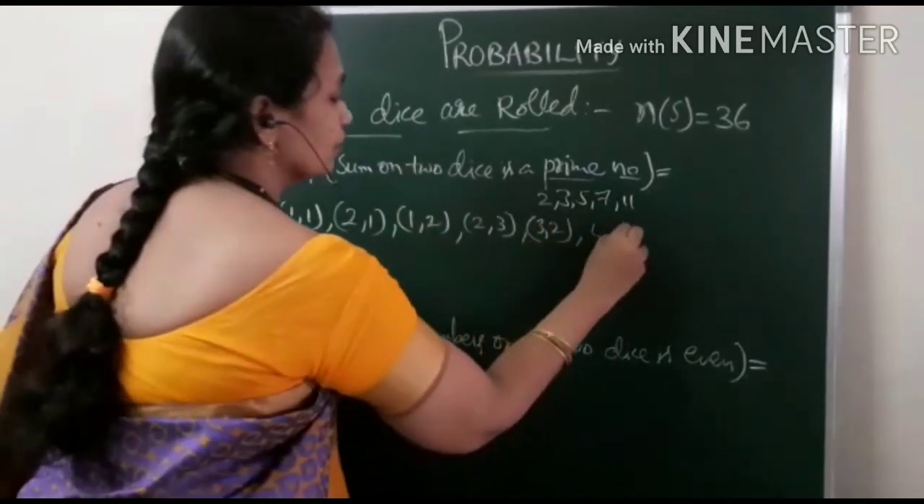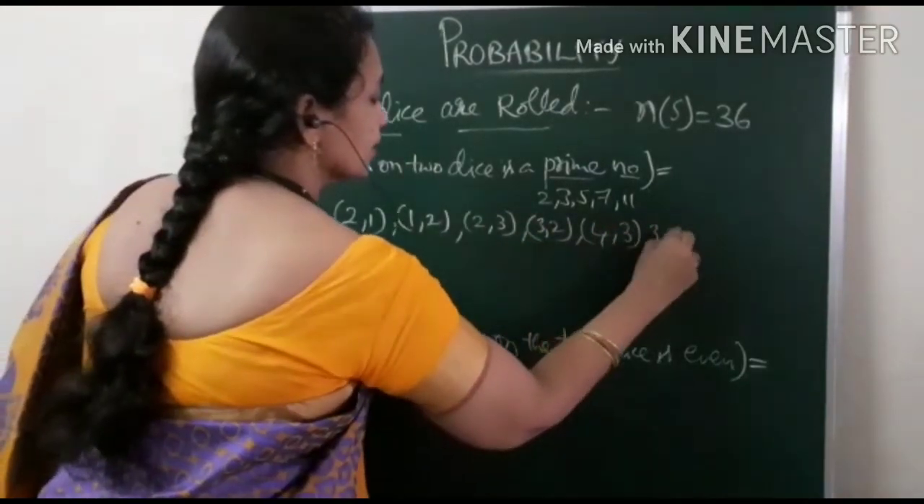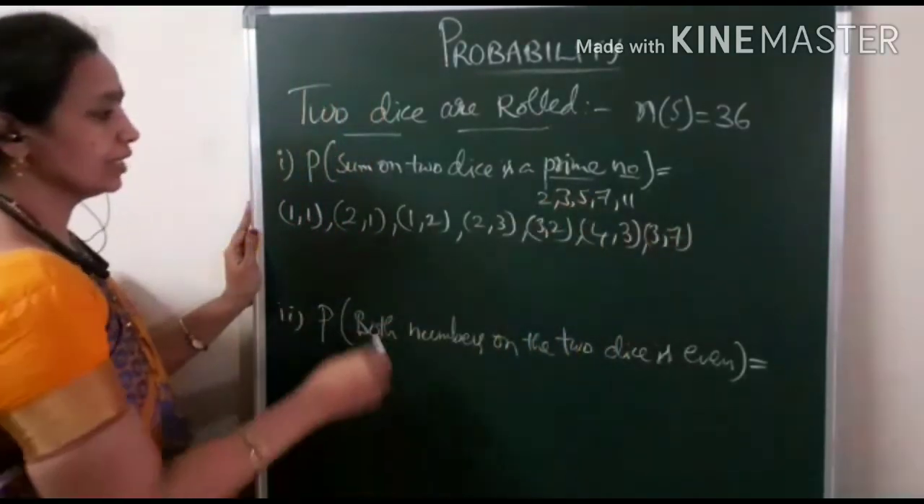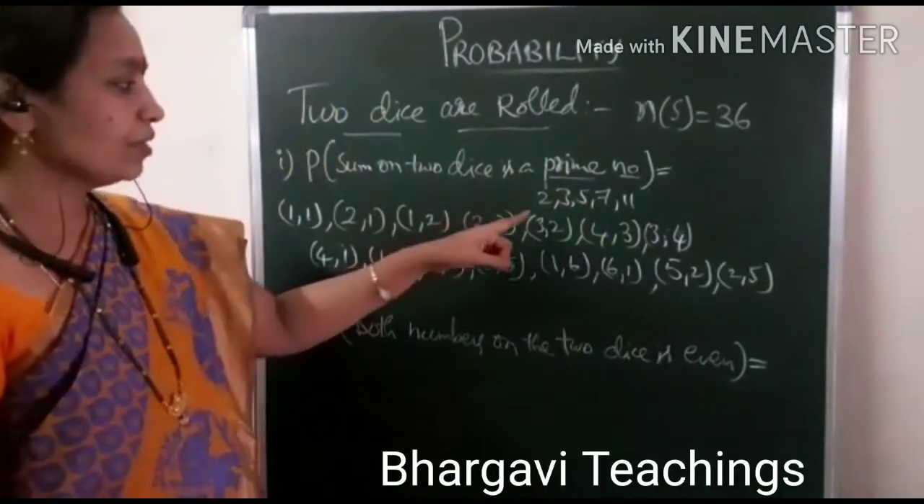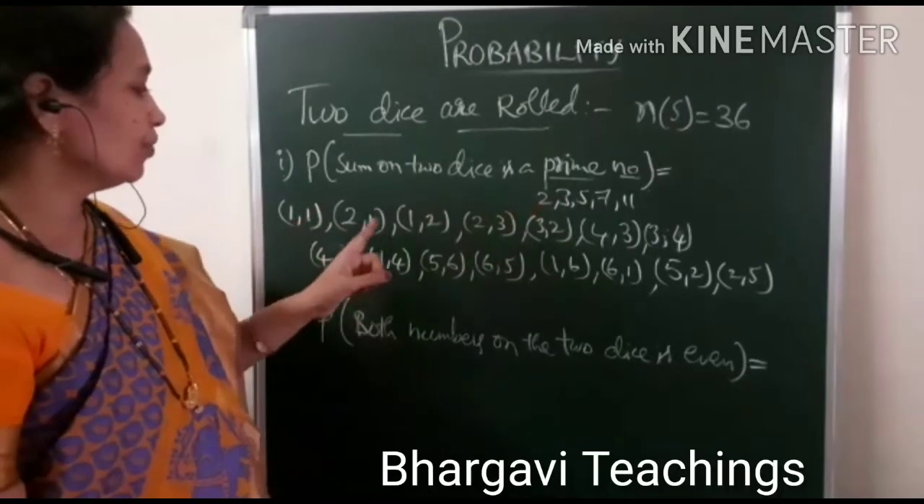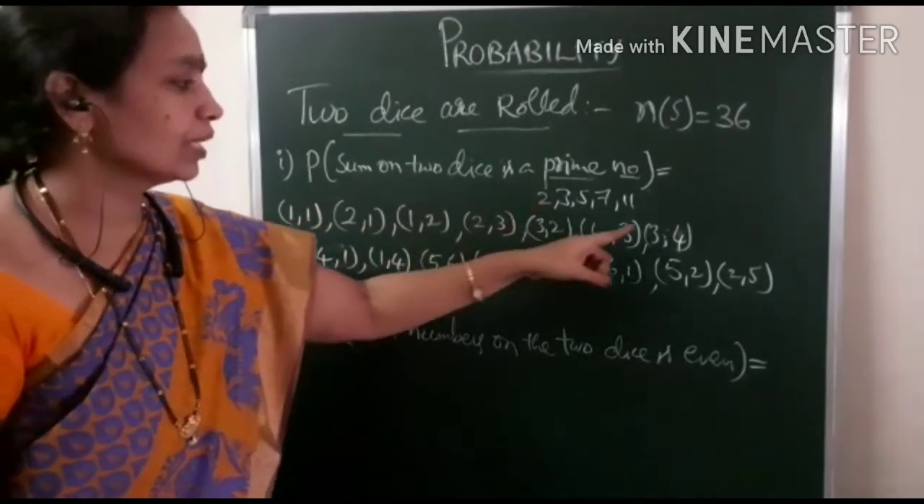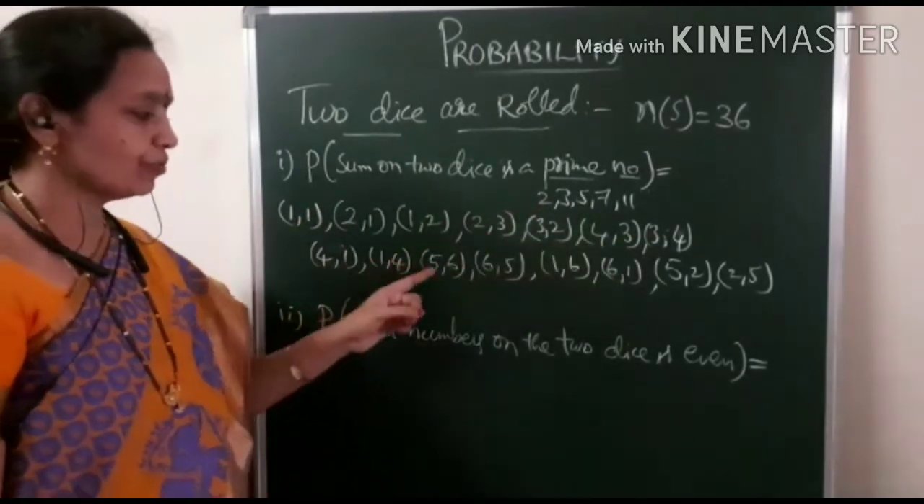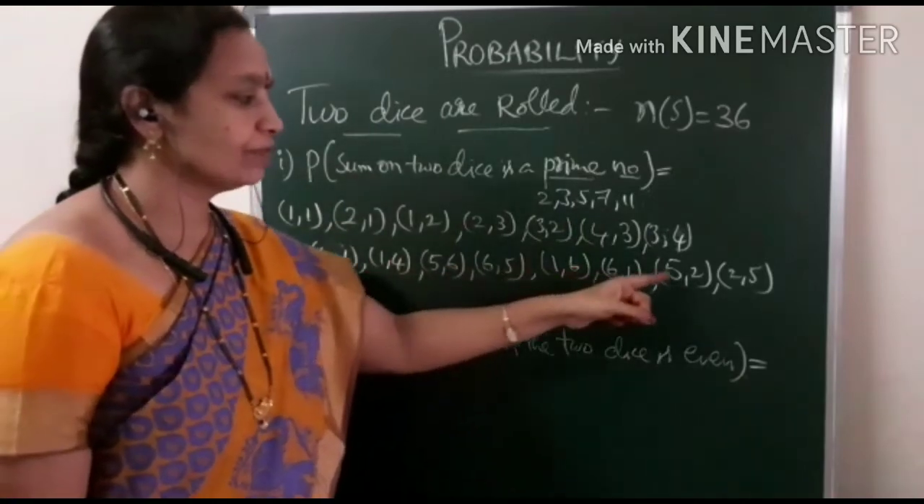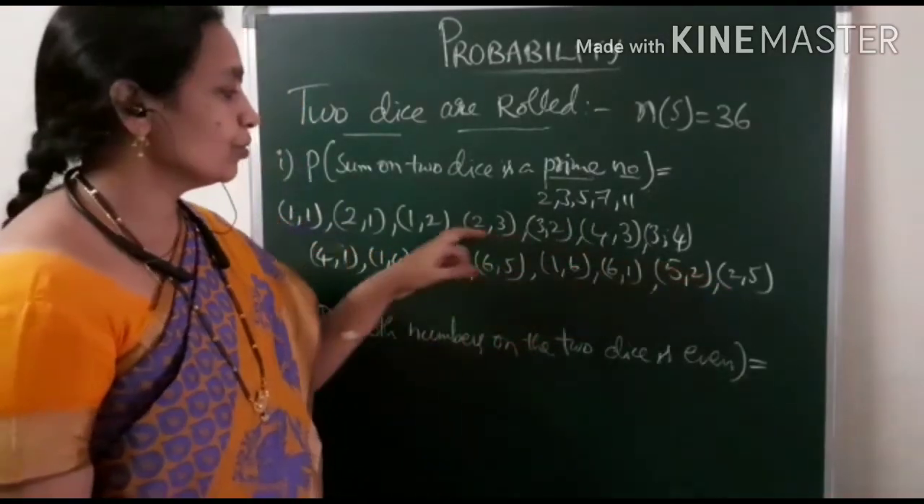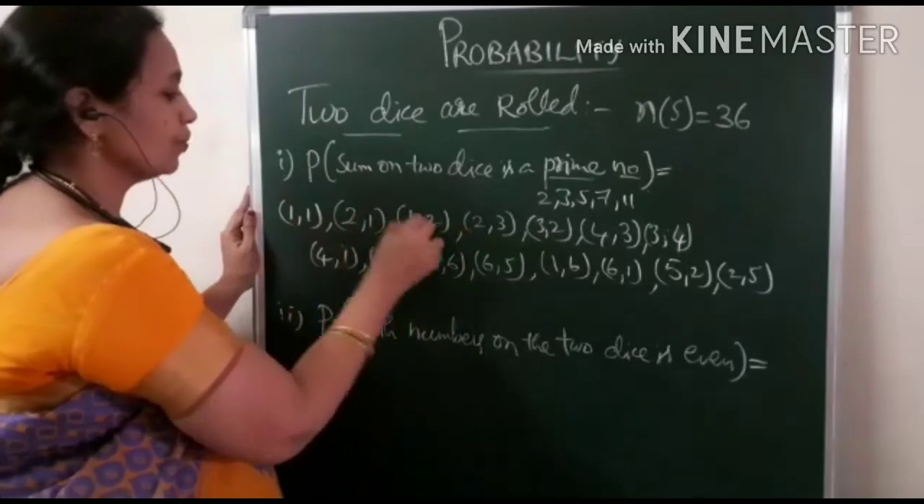Next, 4, 3, 3, 7. These are the favorable outcomes for this. Next, the favorable outcomes are 1, 1, 2, 1, 1, 2, 2, 3, 3, 2, 4, 3, 3, 4, 4, 1, 1, 4, 5, 6, 6, 5 and 1, 6, 6, 1, 5, 2 and 2, 5. So those are the outcomes where the sum of the numbers on the two dice is a prime number.